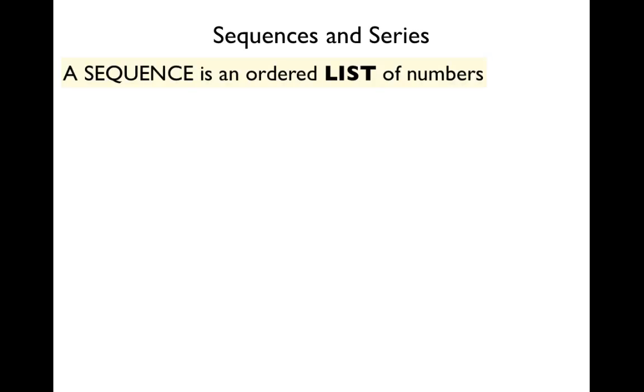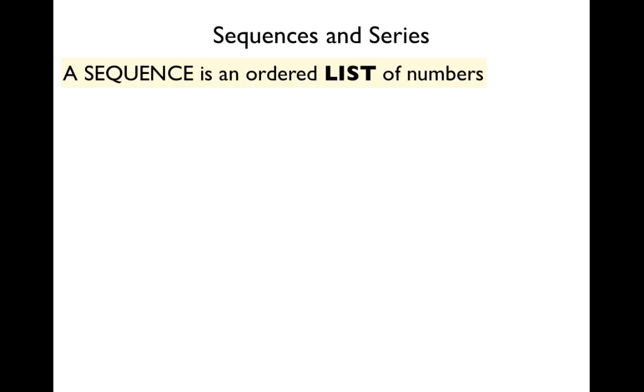Sequences and series. Before we do anything else, we have to have two things down pat, solid. We got to know, without a doubt, what a sequence is. A sequence is an ordered list of numbers. I guess it doesn't have to be numbers, but those are the ones we are going to talk about. So the sequences we're going to talk about are going to be a list of numbers. An ordered list.